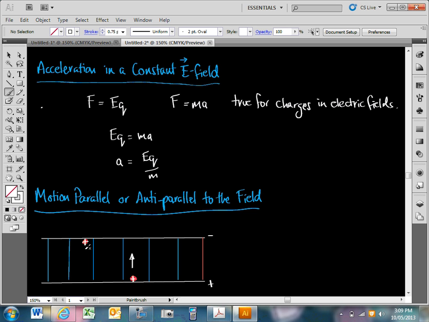What if I give it a kick with a really small boot? I don't know what that kick's going to do. The kick might be enough that it hits the positive plate and then returns back down, or the kick might only be enough that it gets so high and then comes straight back down to the negative plate. I don't know. I'm going to need to know several things for that.